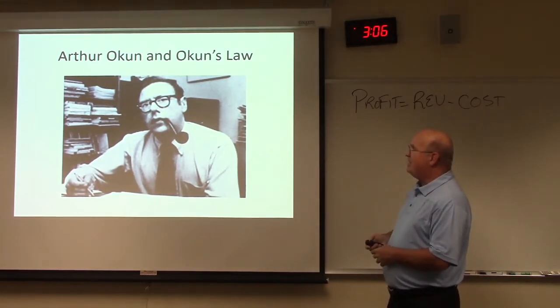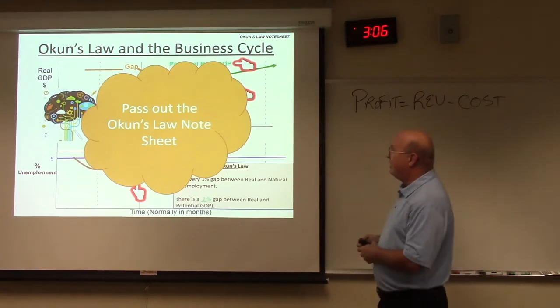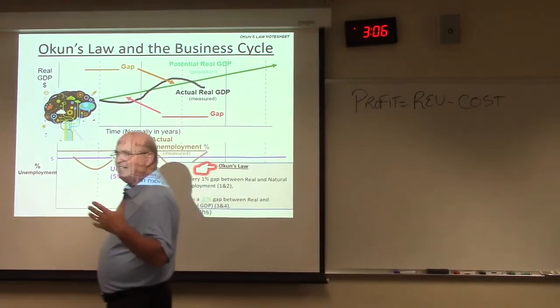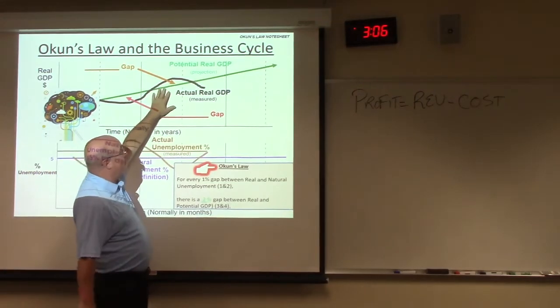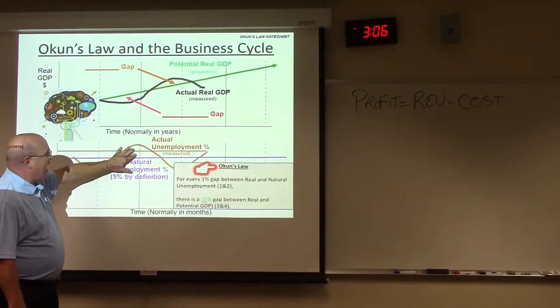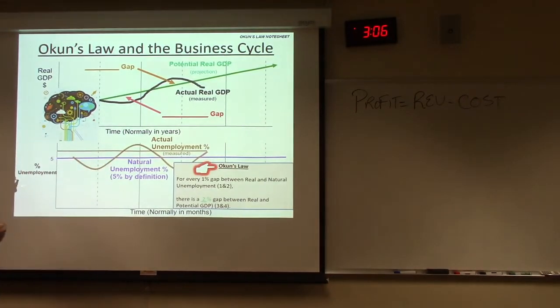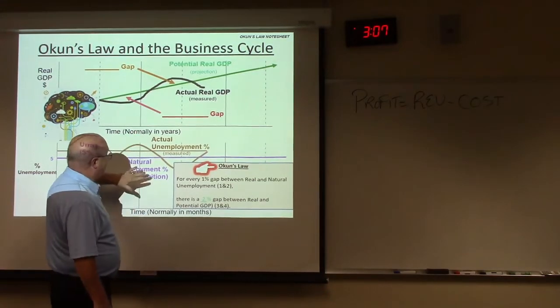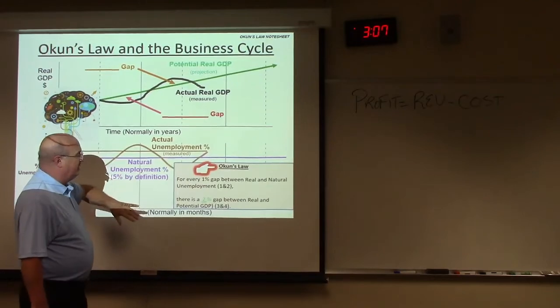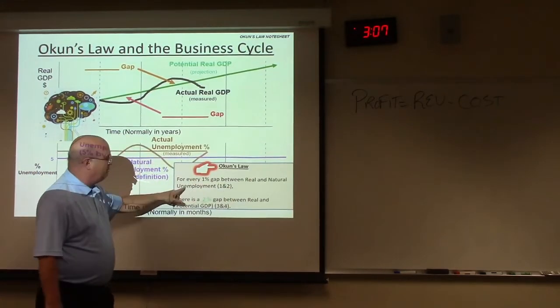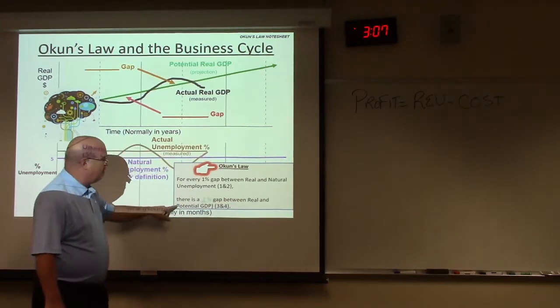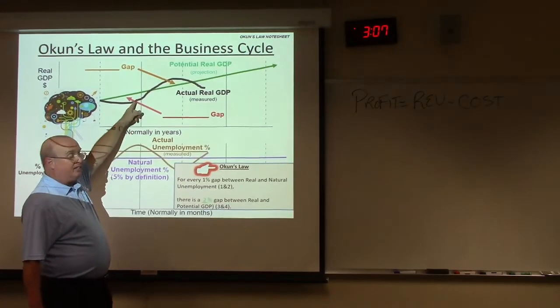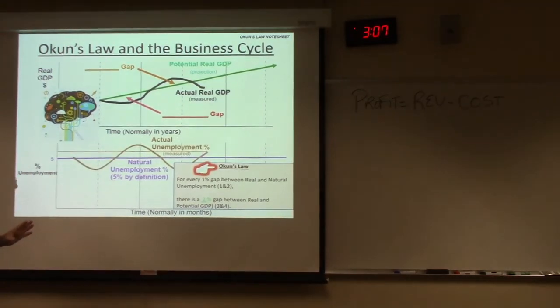But he came up with a concept because of his research, and here's another worksheet for you to go ahead and grab. He spent a lot of time looking at gaps in real and potential GDP and gaps in actual and natural unemployment. And through the years, his research found out that for every 1% gap between here and here, there was a 2% gap between here and here. Right? 1% between real and natural unemployment, there's a 2% gap between real and potential GDP. That's what his research found out. And you go, okay, big deal. But it is. Right?